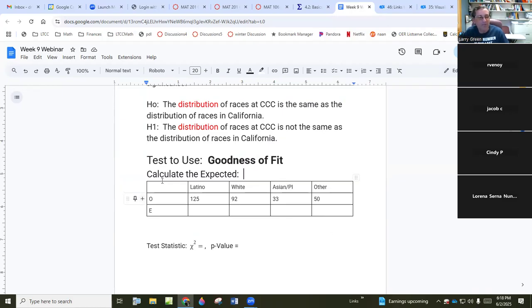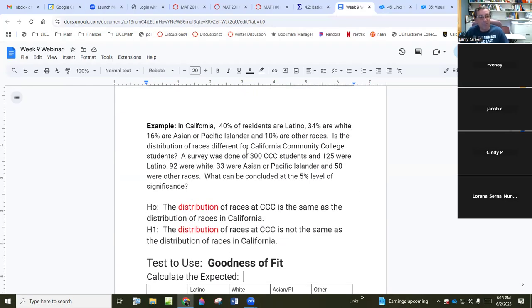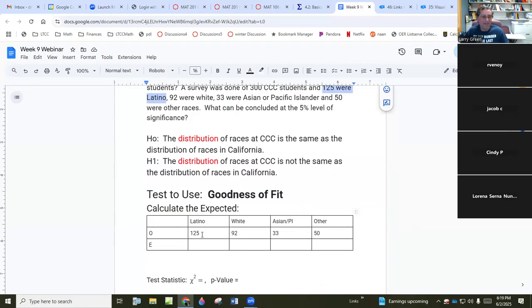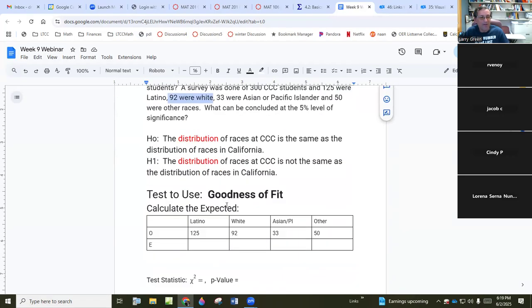And the rows are going to be O and E. O stands for observed, and E stands for expected. Observed is very simple because if you look at the question, 125 were Latino. So under Latino, observed, I put 125. It says 92 were white. So under white, observed, I put 92.